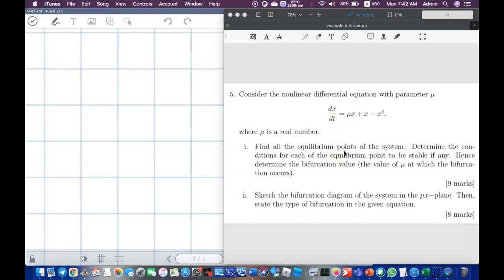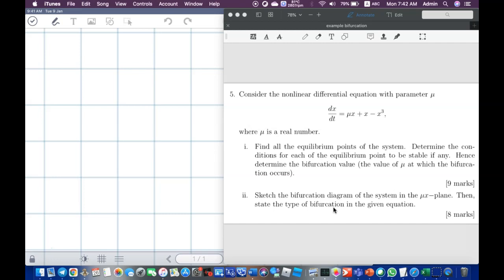Find all the equilibrium points of the system. Determine the condition for each of the equilibrium points to be stable, if any. Hence determine the bifurcation value, and after that you have to sketch the bifurcation diagram. So these are all the things that you have to provide while you are doing the problem regarding the bifurcation of a 1D system, which we discussed last week.